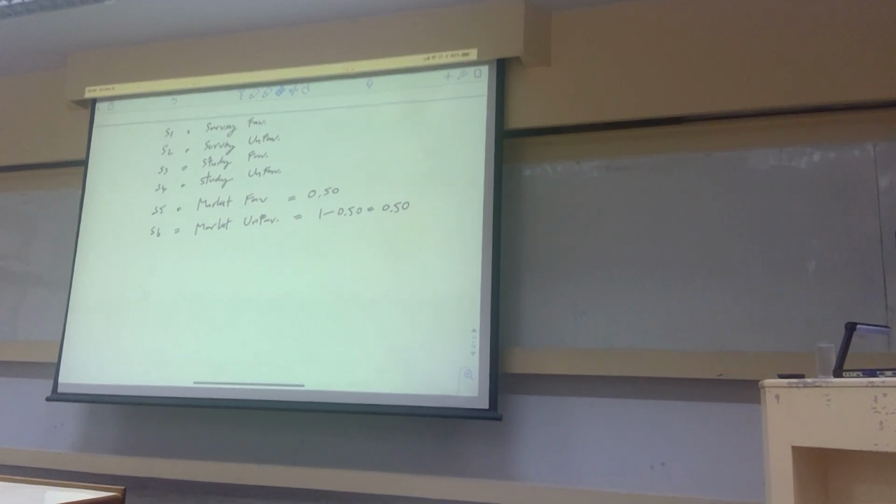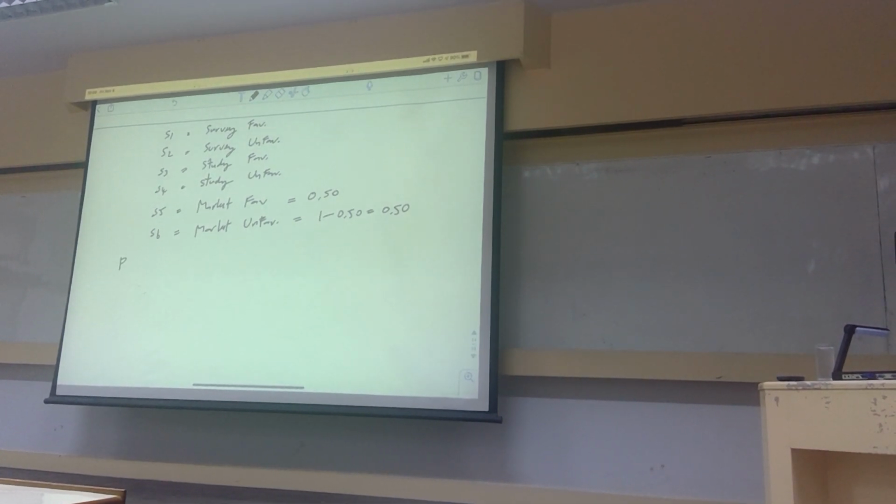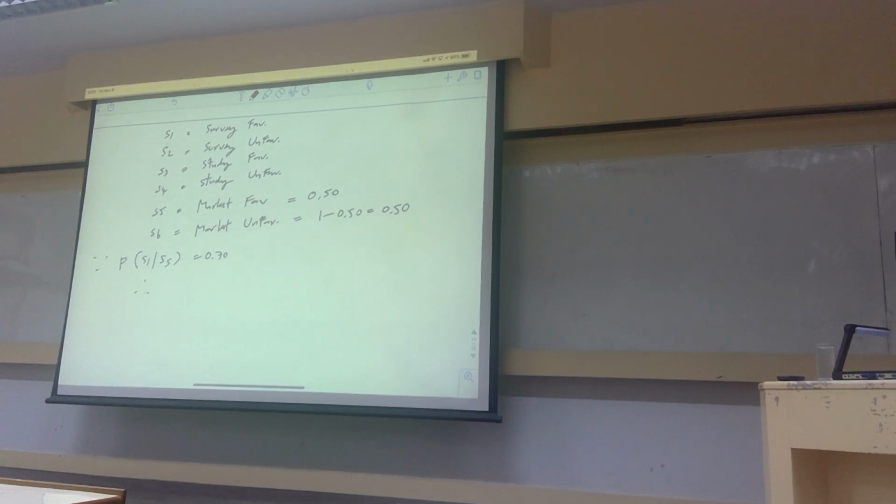Next, what kind of information do we have further? It said that the probability of a favorable survey result, S1, given favorable market S5, is 0.7. This is information from the problem. So the probability of S2 given S5 is going to be 1 minus 0.7, or 0.3. This is the one that we know.